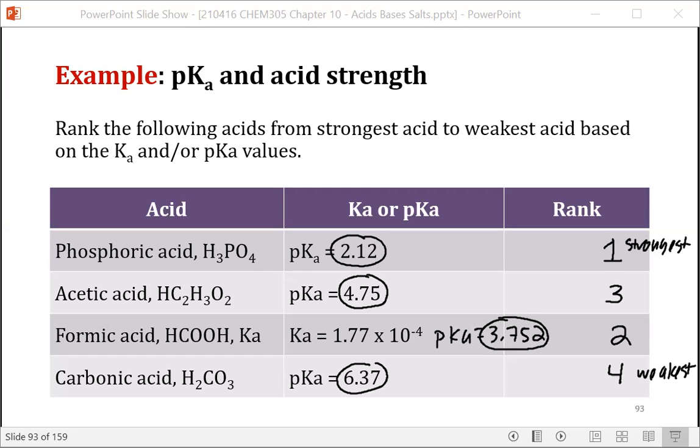So this was to really help you remember that the lower the pKa, the stronger the acid. pKa corresponds with pH, just like the lower the pH, the stronger the acid. It's the same with pKa. The lower the pKa, the stronger the acid.